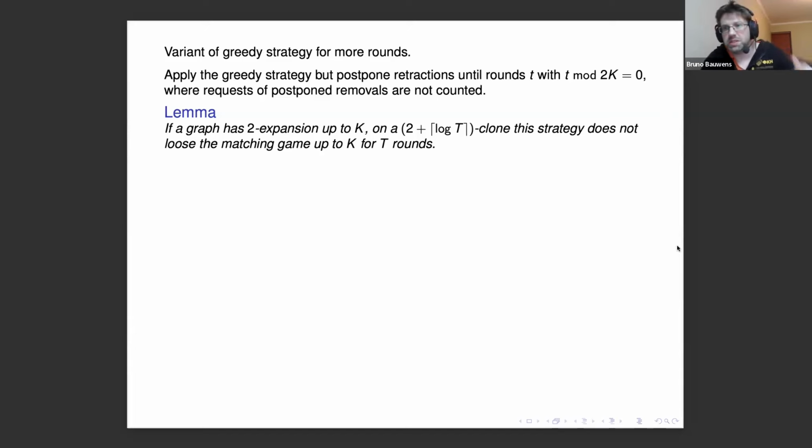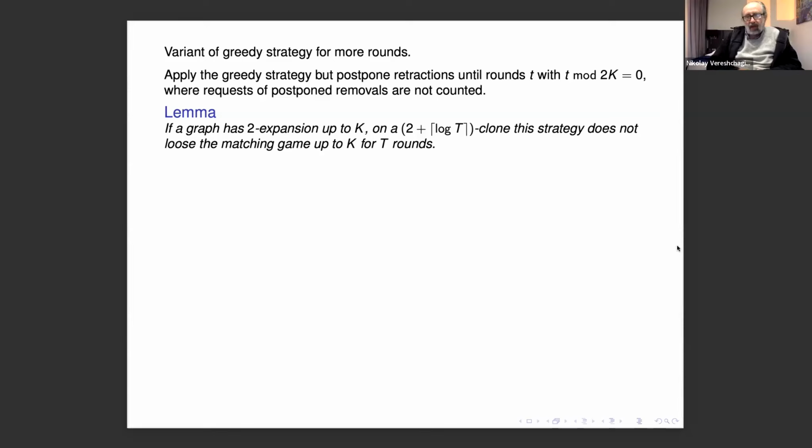And then otherwise we continue to play this greedy strategy. And so the question is, why does this work? Again, it will go by induction. We violate the rule because assume that the opponent retracts an edge, and then he asks for a match for its right end, right?